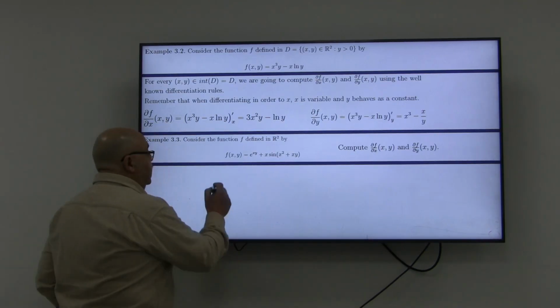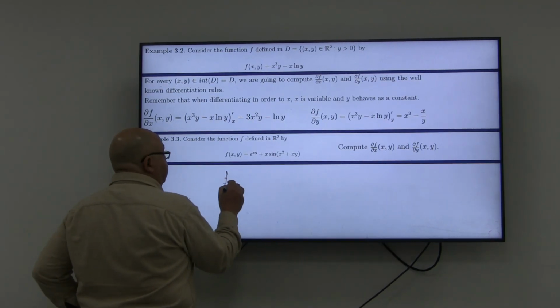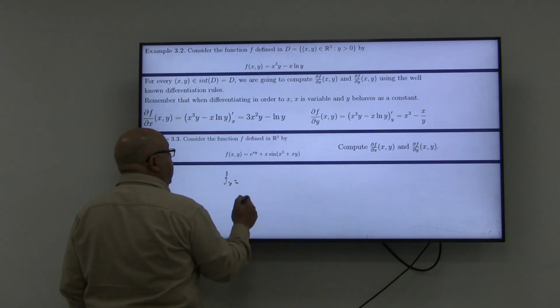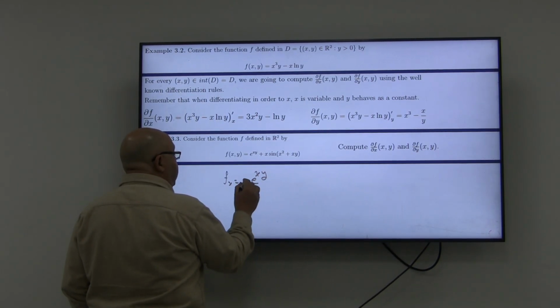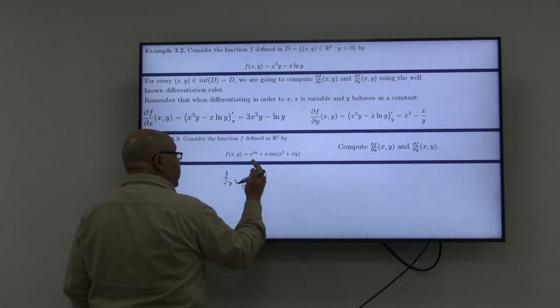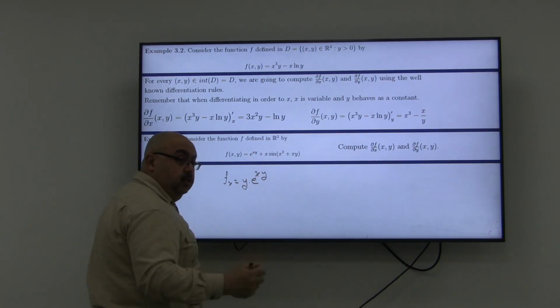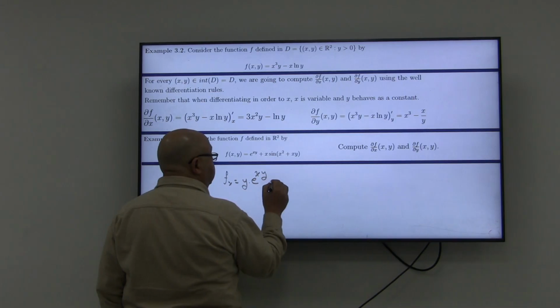Look here, Hussein. If I want to get f sub x, I will differentiate this, which is going to be e to the power of xy times y, because differentiating x will be 1 times y. Let's do it together, Mr. Muhammad, for the other part.